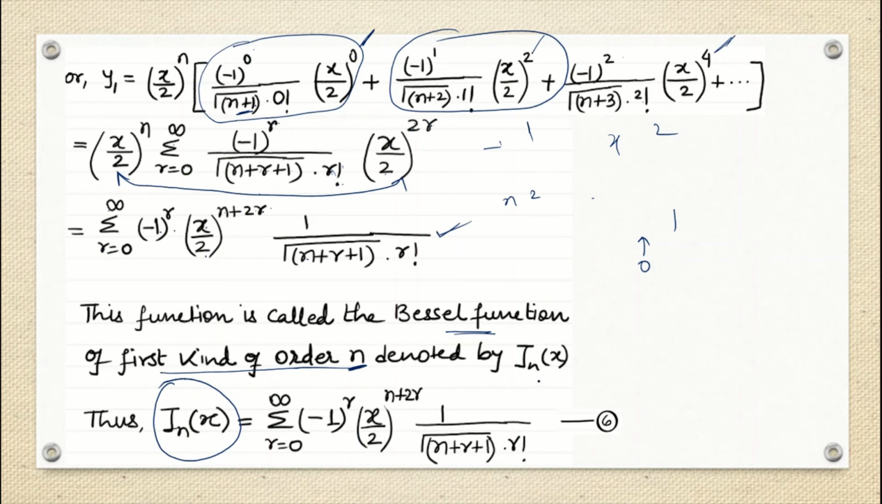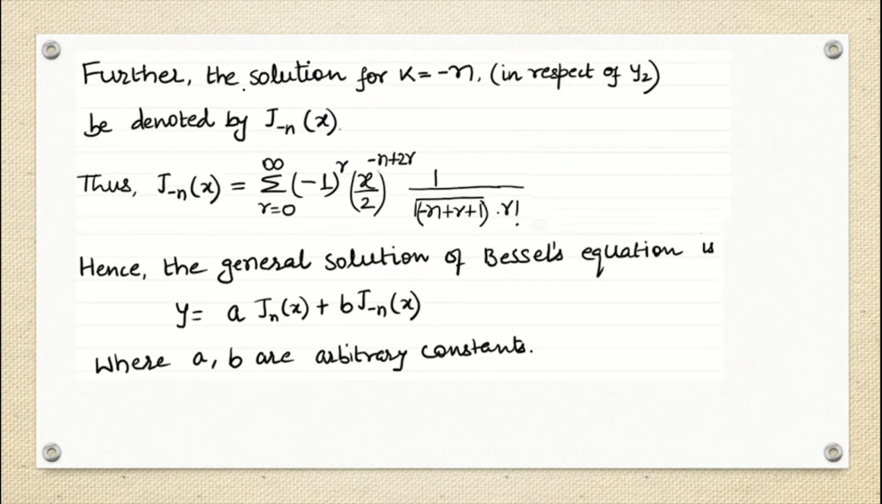So this is what we have got here. This is the same thing copied here. This is Jn(x). What will be my J minus n(x)? Why am I finding J minus n(x)? Because don't forget that we have to put the value of k equal to n also, and minus n also. So if I am finding J minus n(x), just write down minus n instead of n, and it will be your J minus n(x). See here. So further, the solution for k equals minus n, in respect to y2, denoted by J minus n(x), is nothing but just replacing n with minus n.